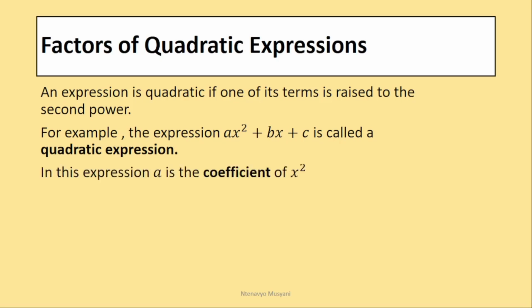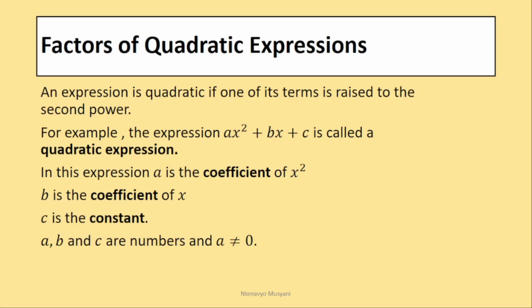In this expression, a is the coefficient of the x squared term, b is the coefficient of the x term, and c is our constant. a should not be equal to 0 because when a is equal to 0, we don't have a term that is raised to the second power.